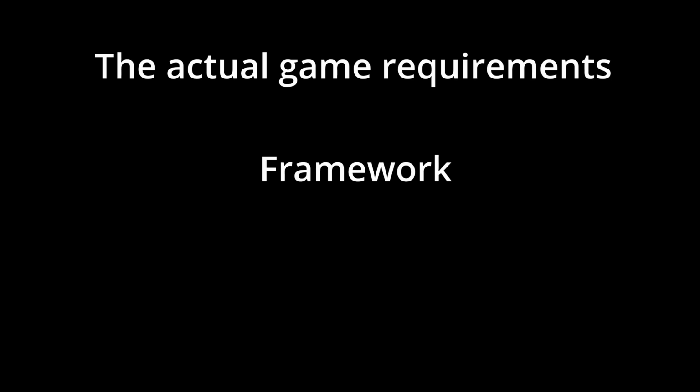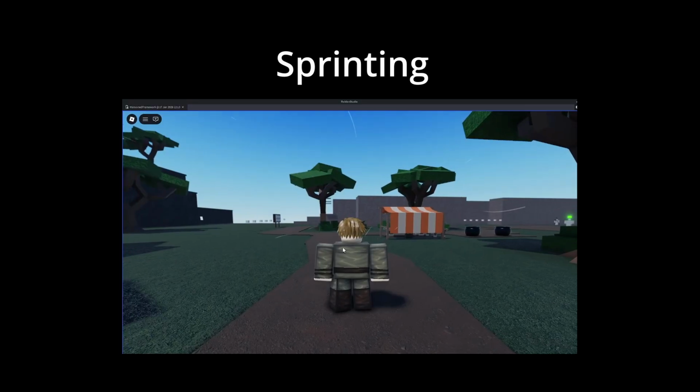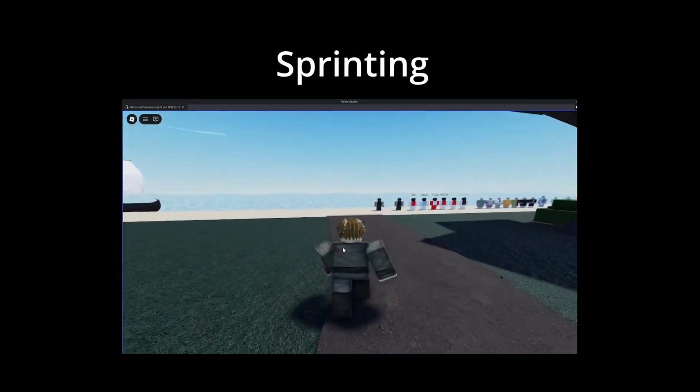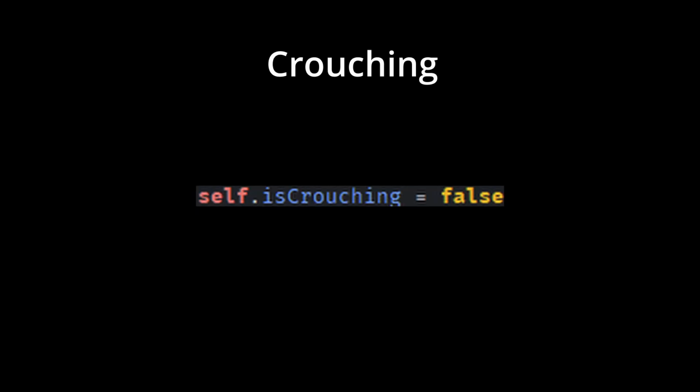Alright, so with the framework of the game finished, it was time to move on to the core mechanics, starting with the movement basics. Sprinting was a simple toggle, changing the movement speed and toggling an animation, but crouching was a little bit more complicated. I set up an isCrouching variable, boolean, to track the player's posture.